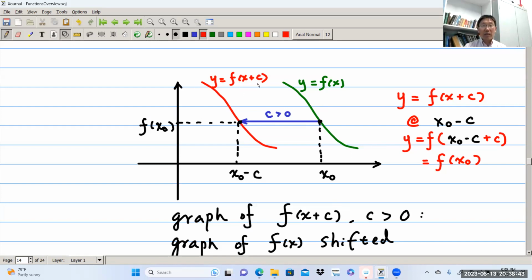For x plus c, I need to use x naught minus c now, because x naught minus c, then add c is x naught, f of x naught, right? So you need to use a point to the left of x naught to get this same level here. So the graph of f of x plus c is obtained by shifting the graph of f of x to the left by c units, if you add c to x, and c is positive.